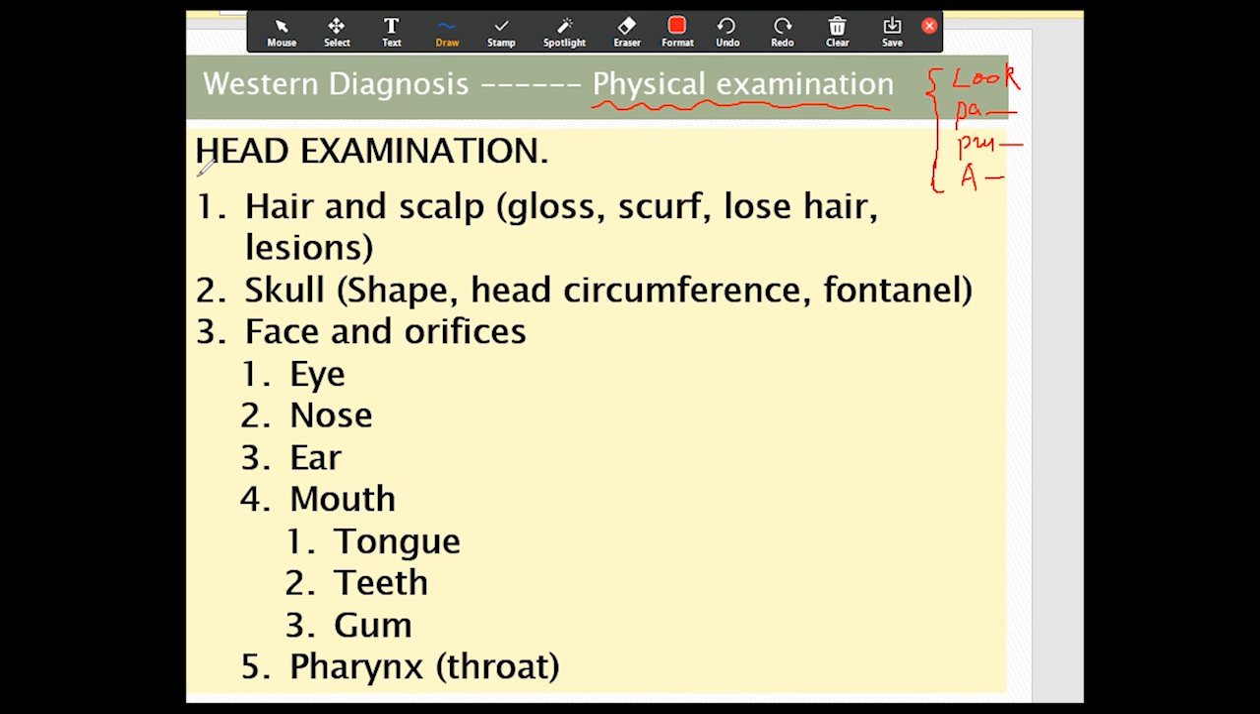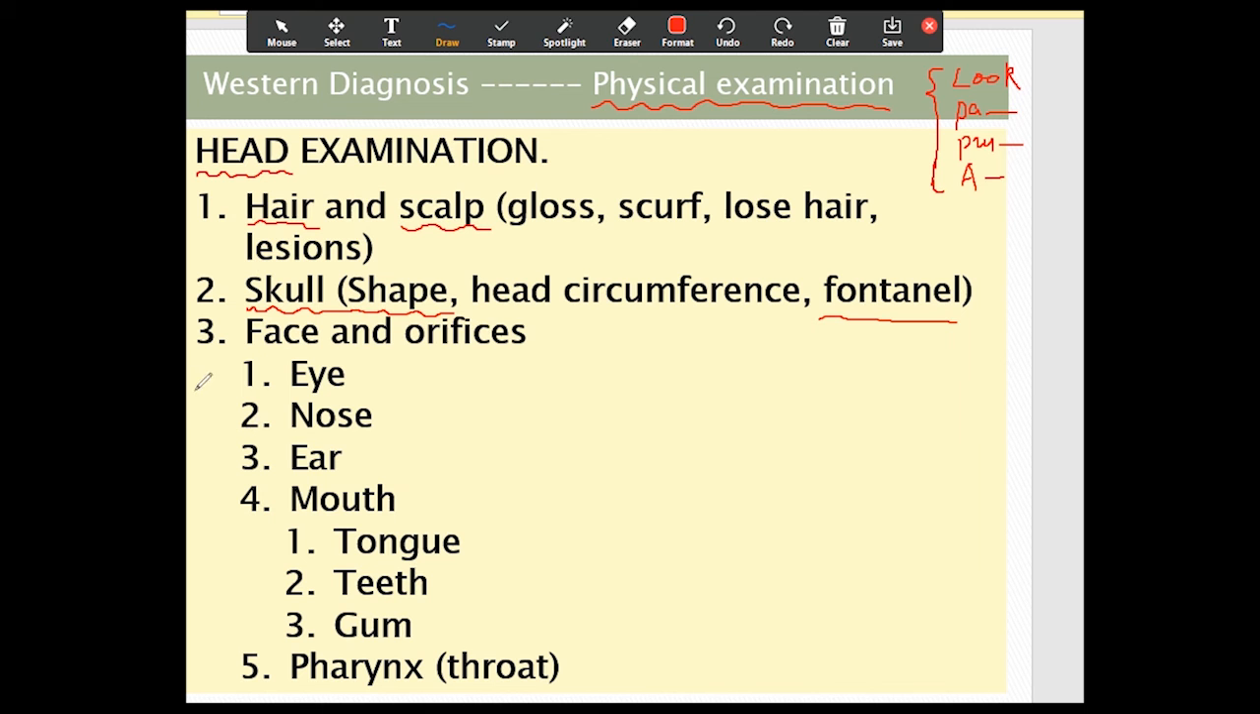So in the head part, we mainly use inspection, or looking. Like we look at the hair and we look at the scalp area to see if there is some abnormal situation in there or if it is just normal. And we also look at the shape of the head, especially for children, for the fontanel.